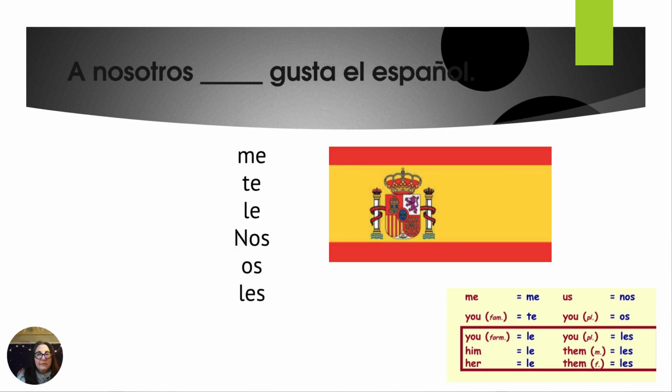Número dos. So here's la bandera de España. We have the Spanish flag. And we want to say, we like Spanish. So we have our clarifier, a nosotros. And if you said nos, you would be correct because a nosotros matches up with indirect object pronoun nos. A nosotros nos gusta el español. Spanish is pleasing to us.